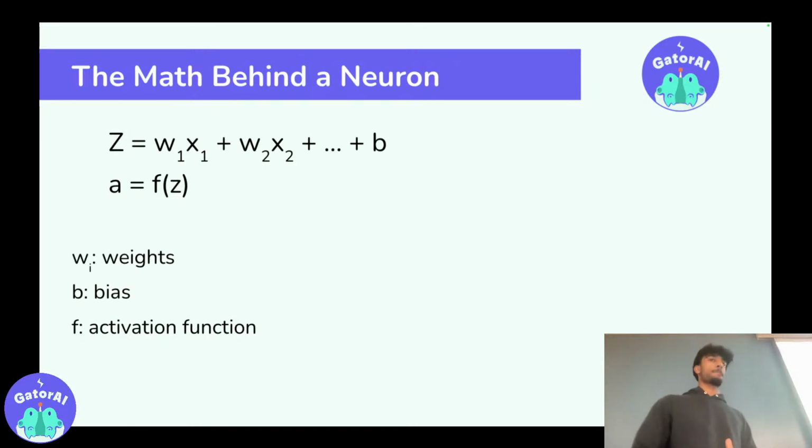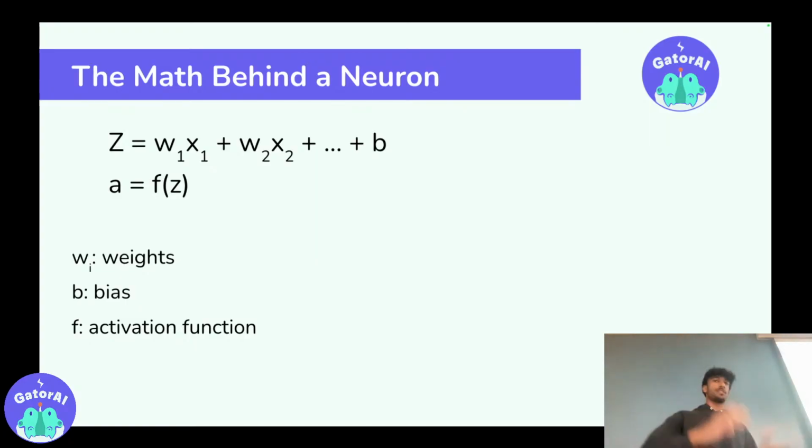So is Z a neuron or is A a neuron? Z. What's A? A is just the function, just f of z. It's just an activation function. That's what it is. Got it.